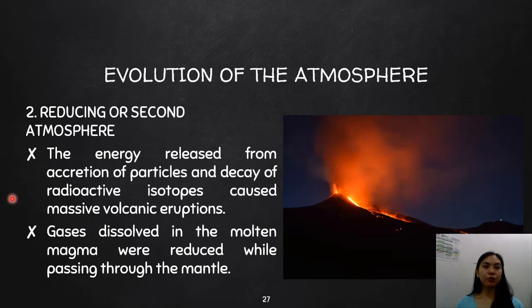So another part of your reducing atmosphere, the energy released from accretion of particles and decay of radioactive isotopes caused massive volcanic eruptions. Gases dissolved in the molten magma were reduced while passing through the mantle. So dito po nabuo yung mga mountains, ganyan. So dahil po sa napakadaming energy.